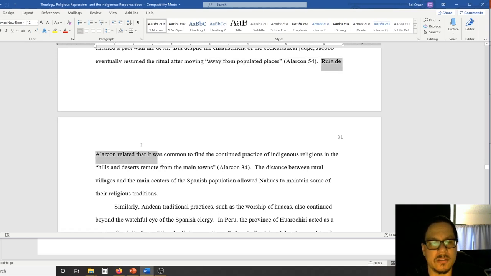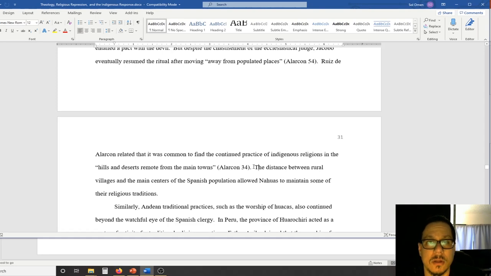So Ruiz de Alarcón related that it was common to find the continued practice of indigenous religions in, and I'm doing it again, I'm giving you a direct quote, "hills and deserts remote from the main towns." So it's common that people are still practicing their religions during this time away from the populated areas, in the hills and in the deserts. Again, it has an impact. It's showing you that what I was arguing in my topic sentence is true. So that was it.